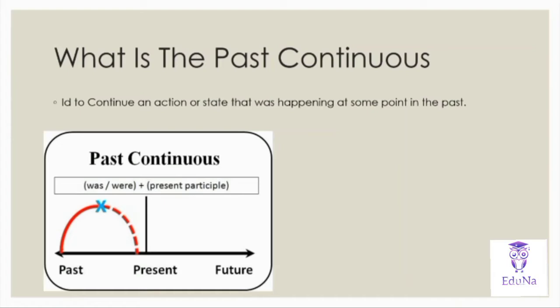Now, what is the past continuous? It's to continue an action or state that was happening at some point in the past. So I will show you the sentence on the time axis. This is the time axis, to talk about the past continuous. The past continuous is an action that happened at a certain moment in the past and continued to a certain moment in the past, but it doesn't reach the present.